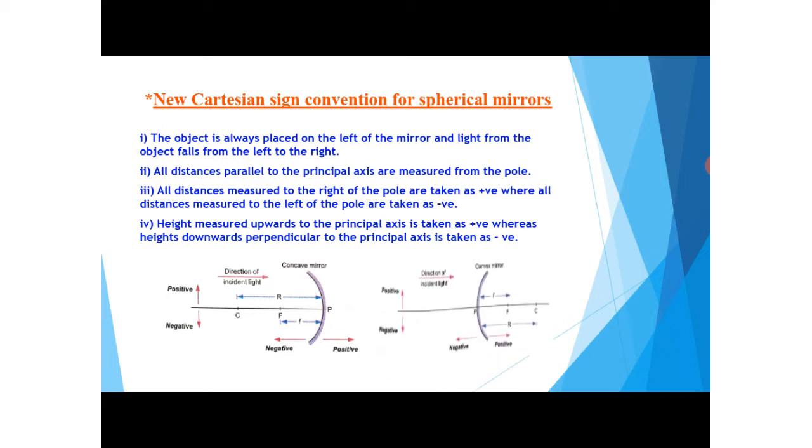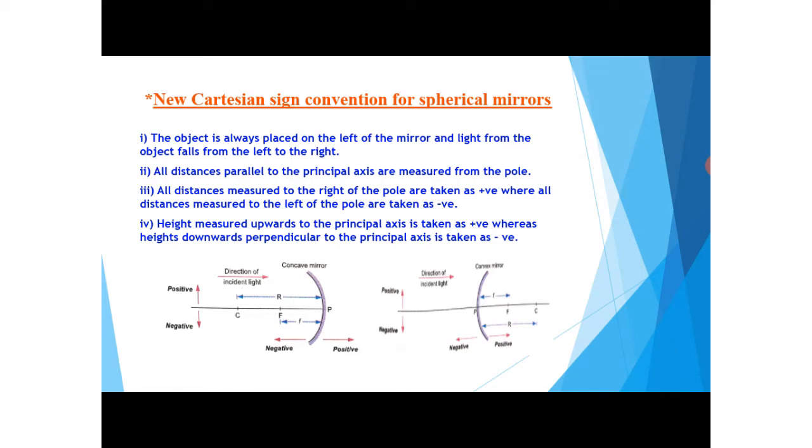So similarly we can consider the convex mirror. Again in this convex mirror we have a principal axis, P is the pole. Now you can see from this figure the center of curvature and the principal focus for a convex mirror lie on the right side. So the focal length will be positive, and the radius of curvature will be positive for the convex mirror, and the direction of light is coming from the left going towards the right.